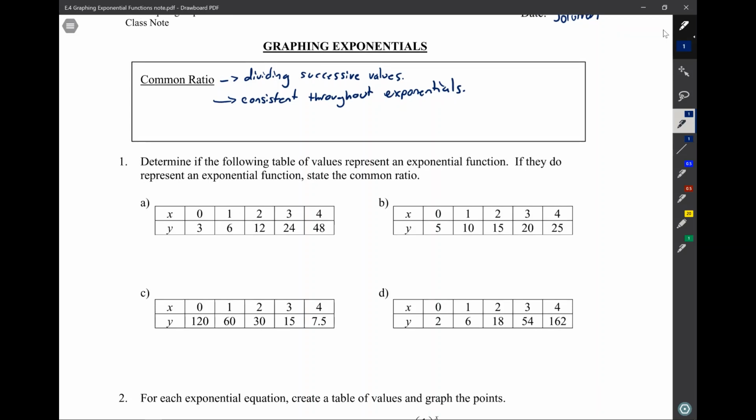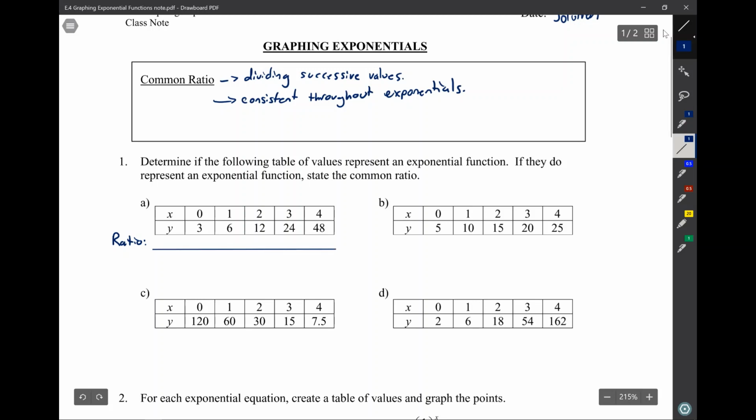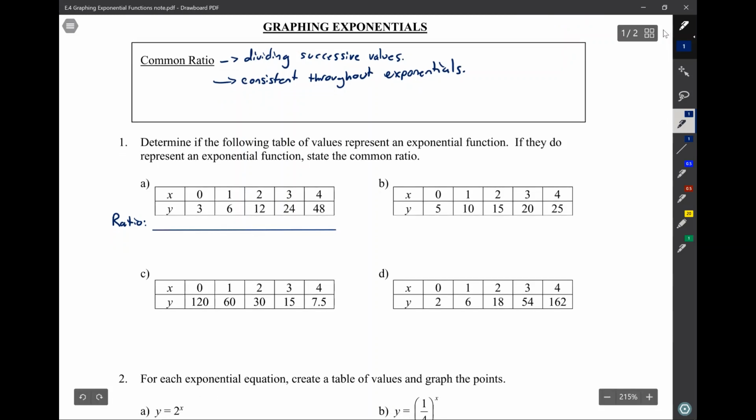Let's look at example 1a. Common ratio, we are calculating it by dividing successive values. Let's just extend this table like so. Just like first differences when we worked with our quadratic functions, here we're going to calculate it for each value except for the first one.